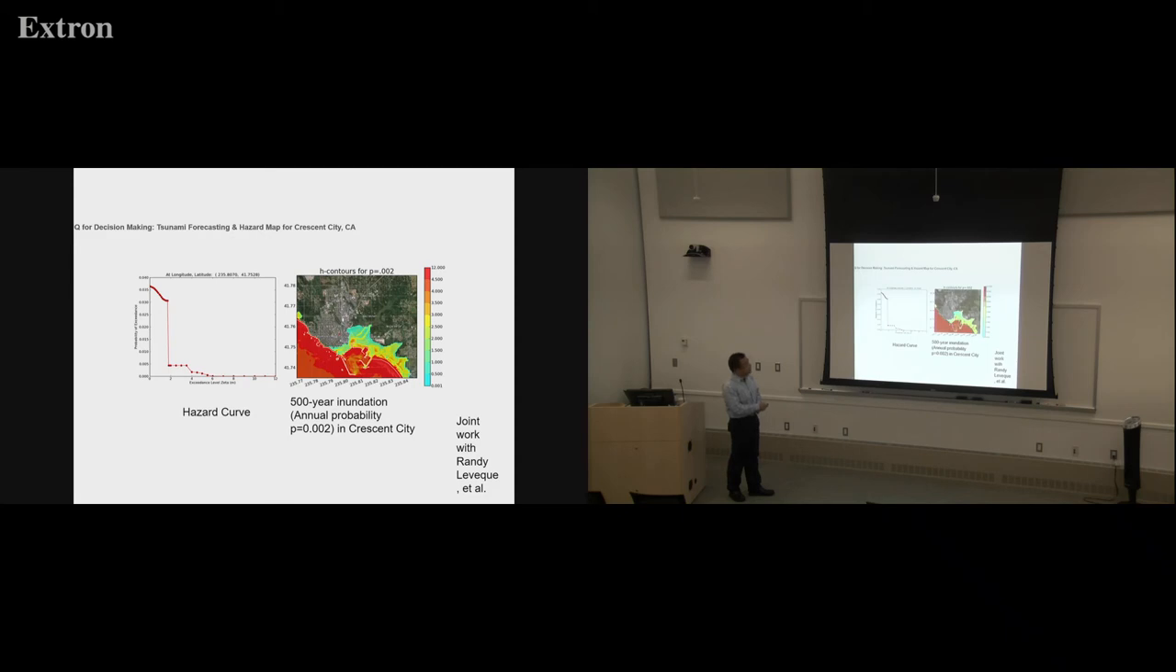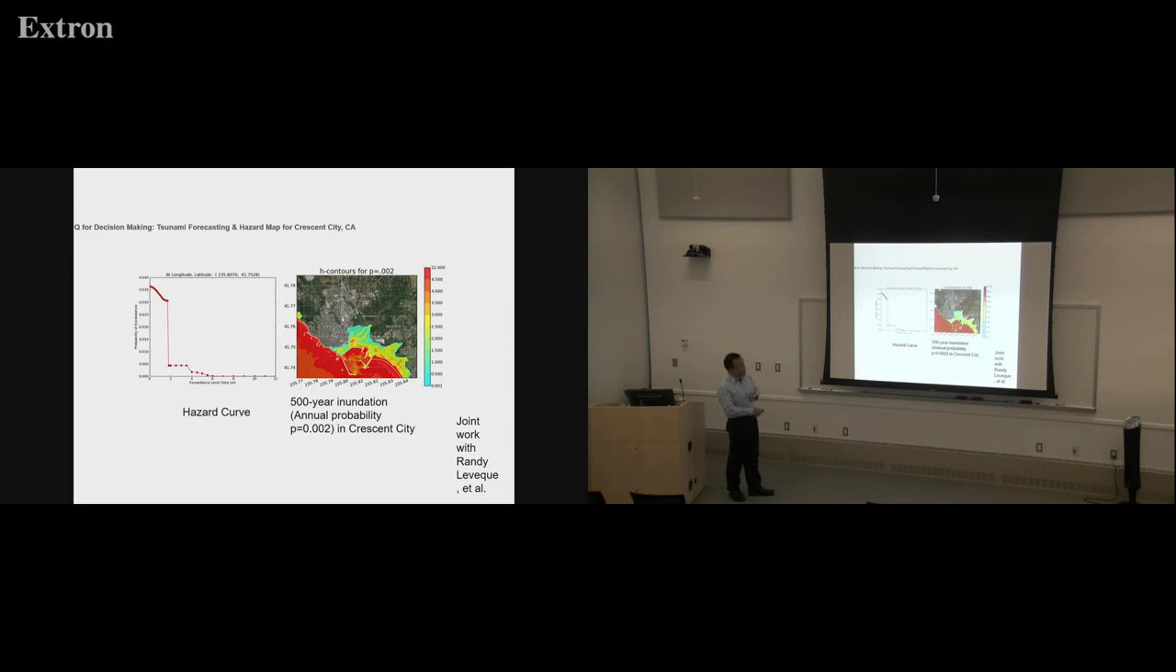The x coordinate basically represents the meters, how high the wave is. So it's 2 meters, 4 meters, 6 meters. The higher the wave, the lower the probability is. So we want to know the probability it's going to get flooded in terms of the height and also in terms of the locations.